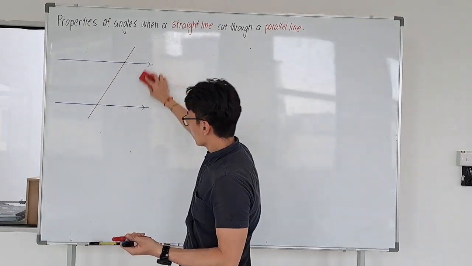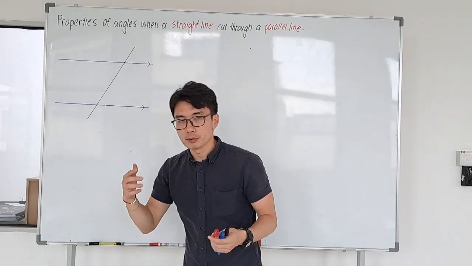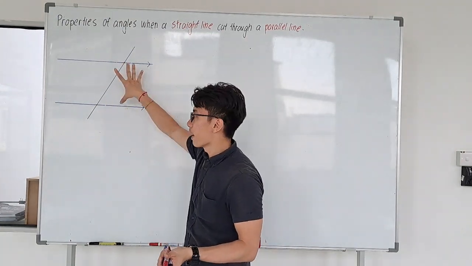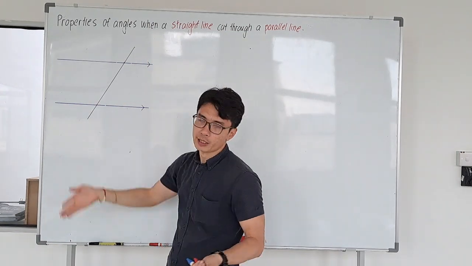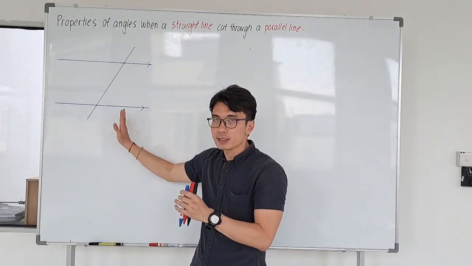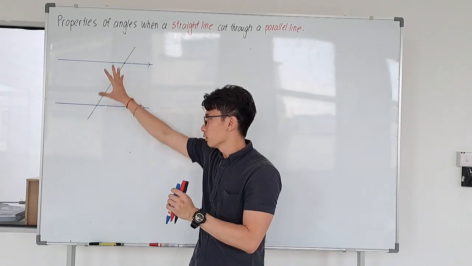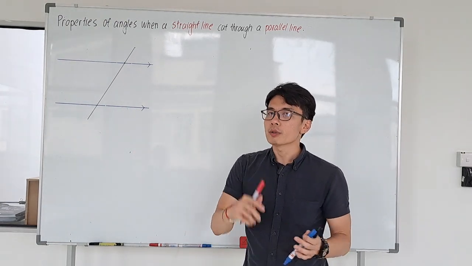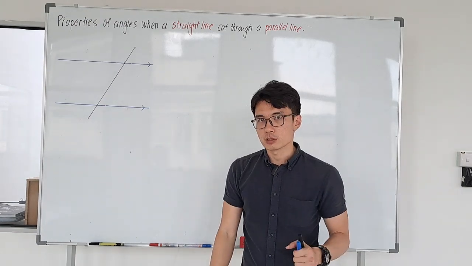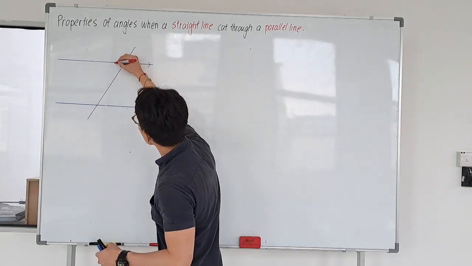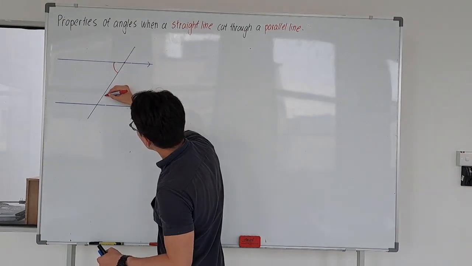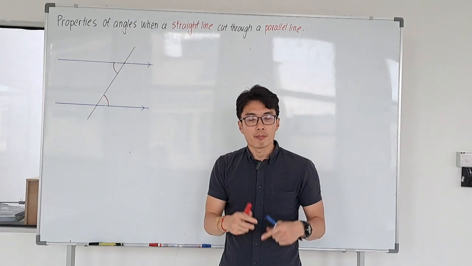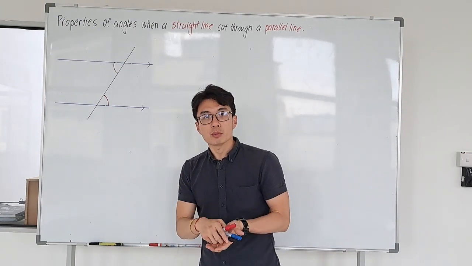Now, for this example, I would like to encourage you to draw out parallel lines and just draw a straight line that cuts through them. It doesn't have to be exactly the same as mine, but around the same will be fine. Once you have done drawing, I would like you to measure two angles first. Measure this angle and this angle. You can pause the video and measure them, and let's see what you find.